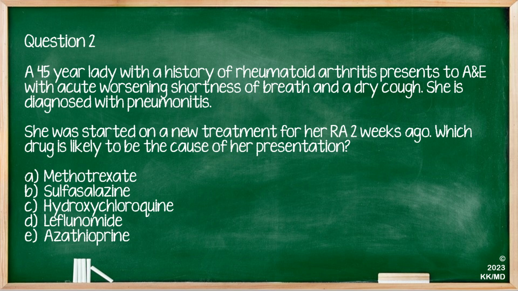Question 2. A 45-year-old lady with a history of rheumatoid arthritis presents to A&E with acute worsening shortness of breath and a dry cough. She is diagnosed with pneumonitis. She was started on a new treatment for her rheumatoid arthritis 2 weeks ago. Which drug is likely to be the cause of her presentation? So the options are methotrexate, sulfasalazine, hydroxychloroquine, leflunomide, and azathioprine. The correct answer in this case is methotrexate, which can cause a methotrexate pneumonitis in rare cases.